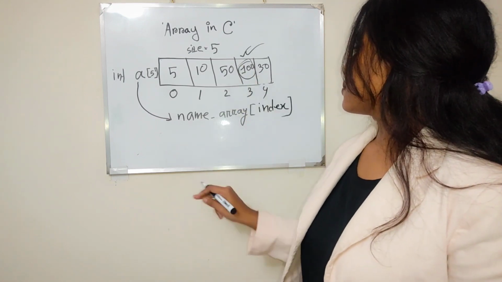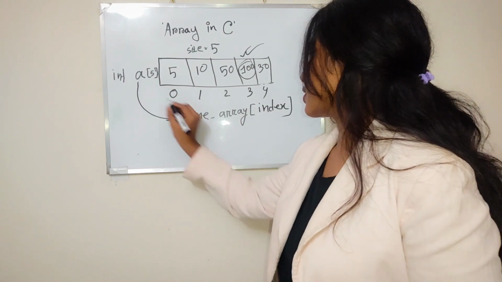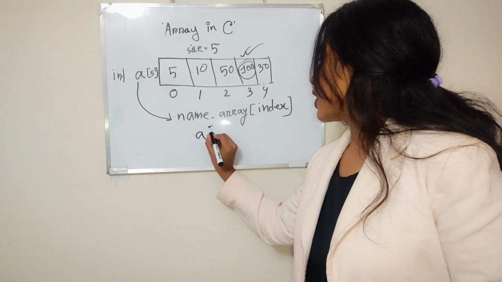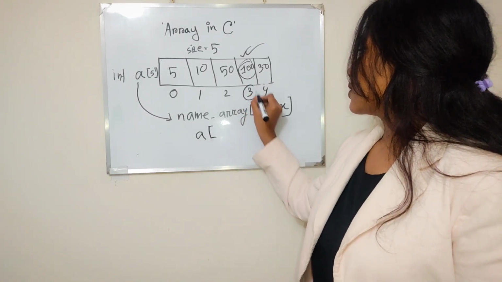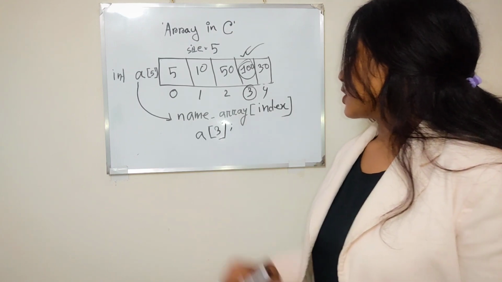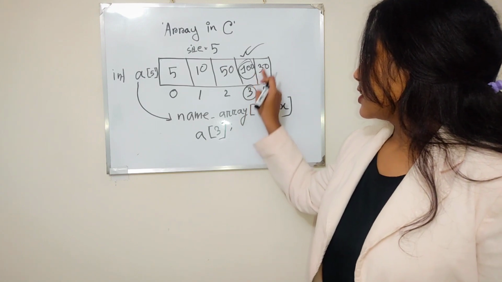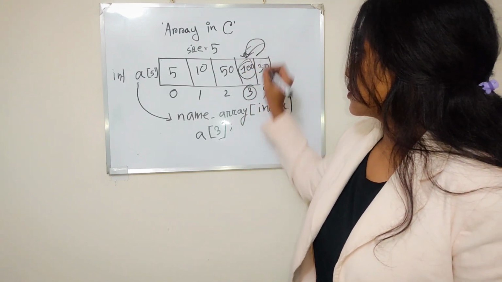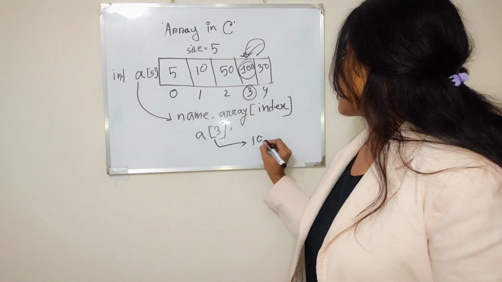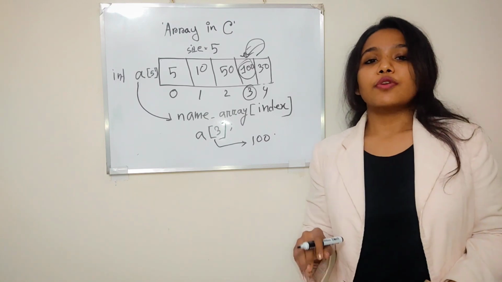So in this case you want to access 100, right? So you will have to write down the name at first. In this case the name is A, and then you will have to write down the index value. Here the index value is 3, so just write 3. If you write it like this, it will give you the value that is inside index 3. So in this case you will get 100. So that is how you can access elements from an array.